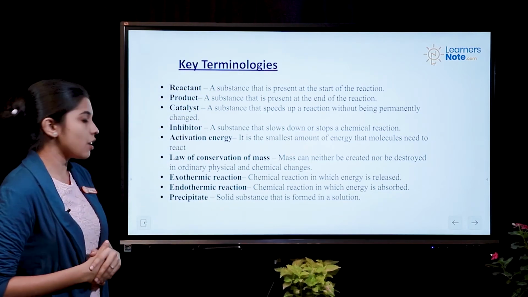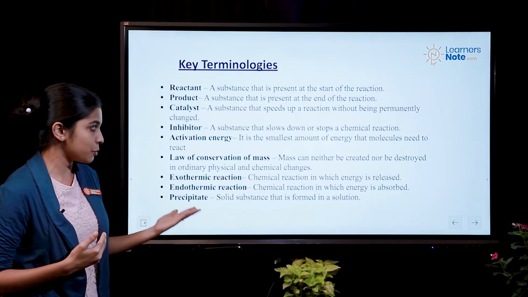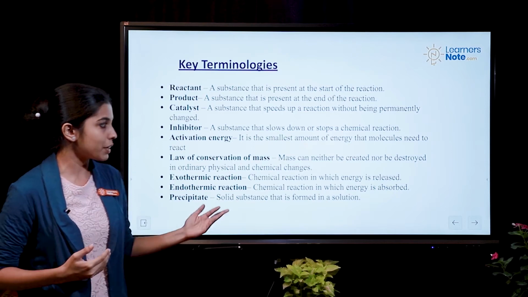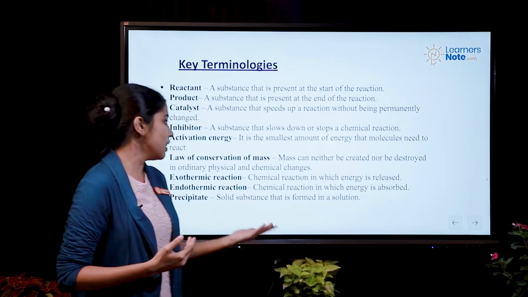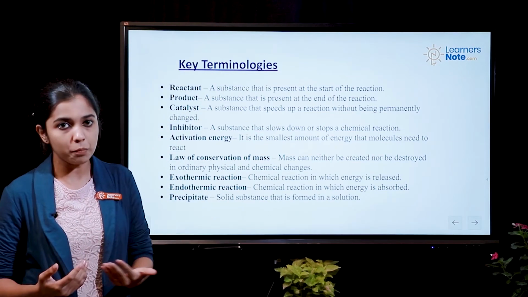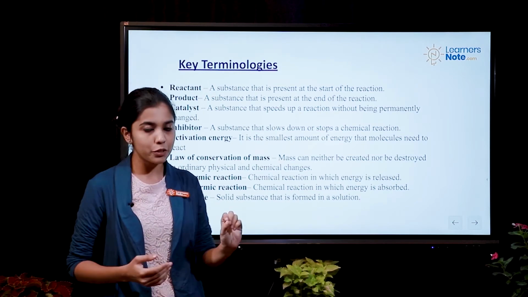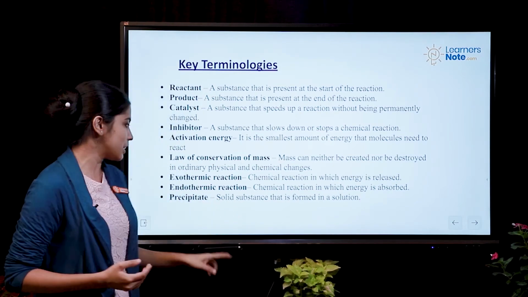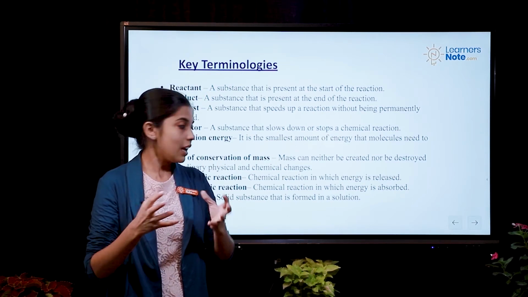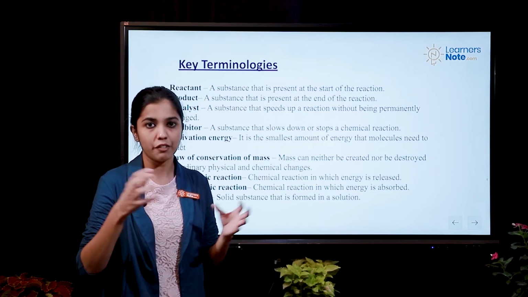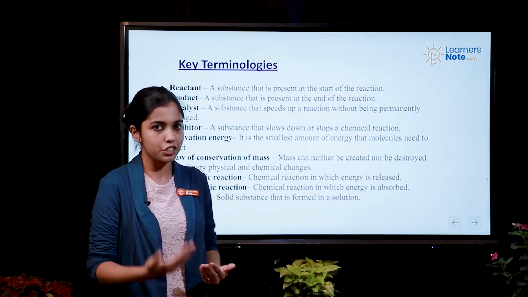Then you have something called endothermic and exothermic reaction. You might have heard this terminology before, but still: a chemical reaction in which energy is released is called exothermic reaction, and a chemical reaction in which energy is absorbed is called endothermic reaction. And the last term, which is very confusing for almost all students, is precipitate. A precipitate is a substance which is solid and is formed in the solution when a reaction is taking place. So these are a few key terminologies that you might come across in this chapter.